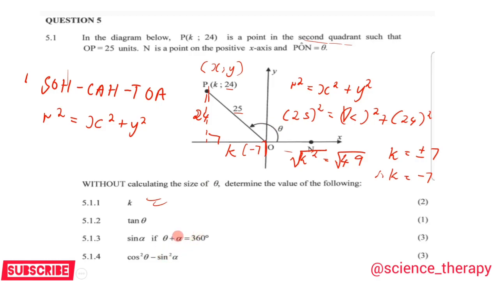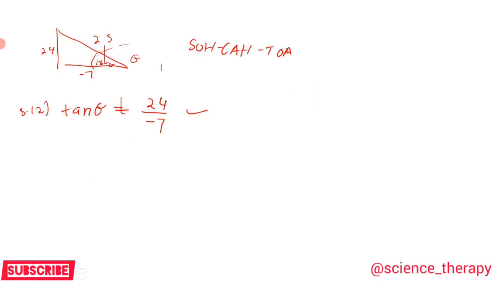How can we write this alpha in terms of theta? So we can just make this alpha the subject of the formula, right? So for this one, 5.1.3, we have alpha plus theta is equal to 360 degrees. Now we want to write alpha in terms of theta. So we have 360 degrees minus theta, right?